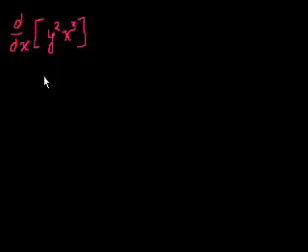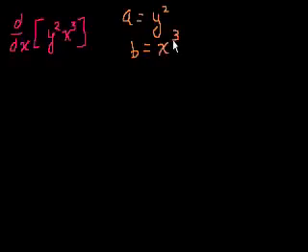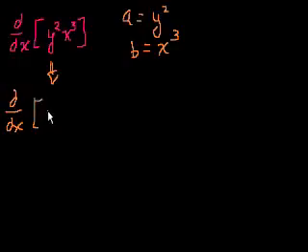And I think the best way to give the intuition is to actually do some variable substitution. Let's define a is equal to y squared, and b is equal to x to the third. Right? Then this is the same thing. And I just made these definitions. This could have been any letters. This is the same thing as the derivative with respect to x of a times b, right?